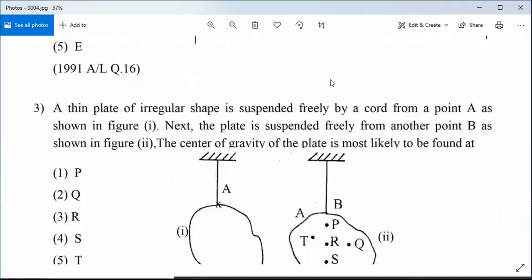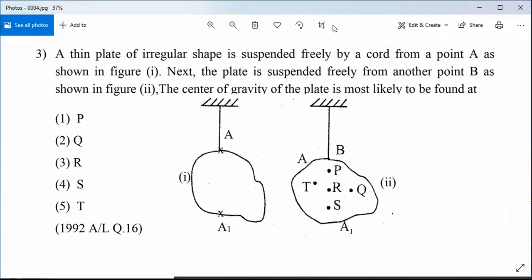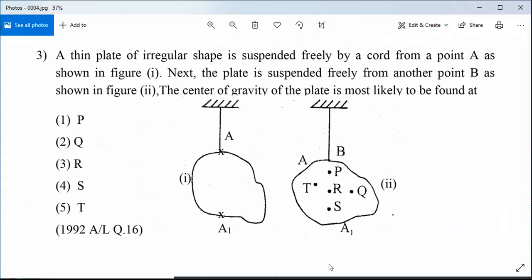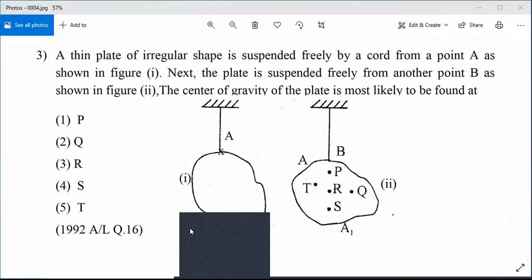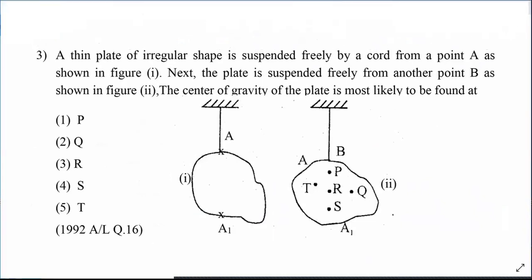Right, let's go to the 1992 question. Somebody unmute the mic and read the 1992 question. A thin plate of irregular shape is suspended freely by a cord from a point A as shown in figure 1. Next, the plate is suspended freely from another point B as shown in figure 2.